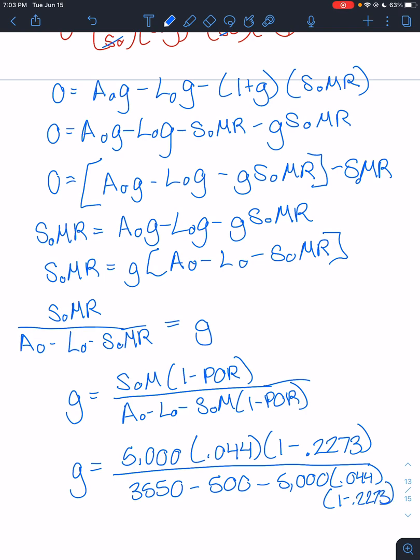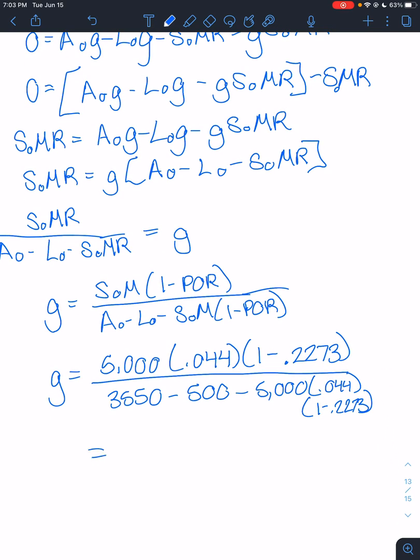And so if we put all of that into our handy dandy calculators, 5,000 times 0.044 times 1 minus 0.2273 gave me 169.994 on the top. By the way, some of you need to set your calculators to show more decimals because you were rounding way too much within a problem, especially if you start multiplying decimals by decimals. Having only 2 decimal places showing is not appropriate. You need at least 4, so you should do that.